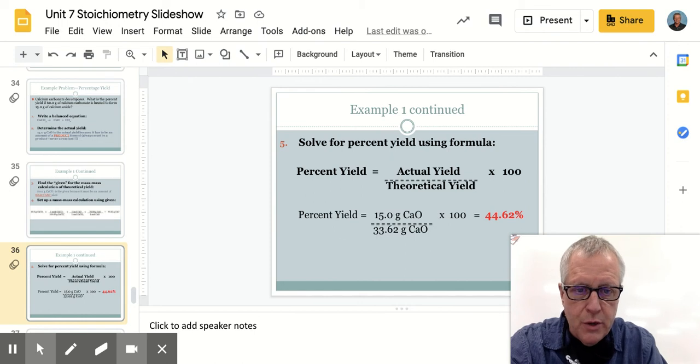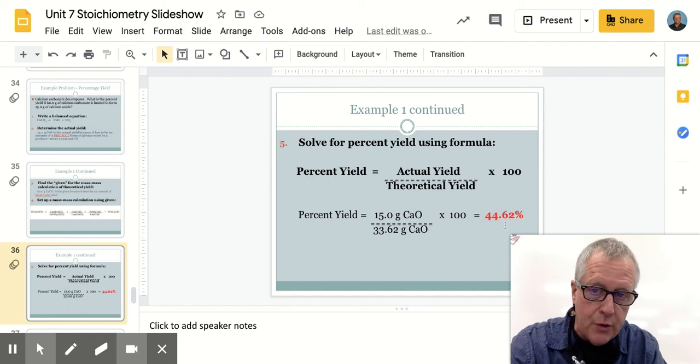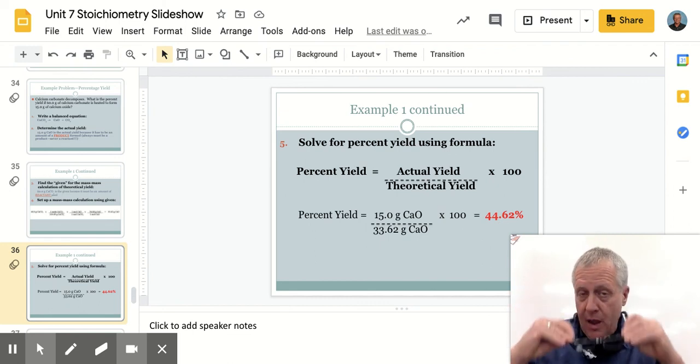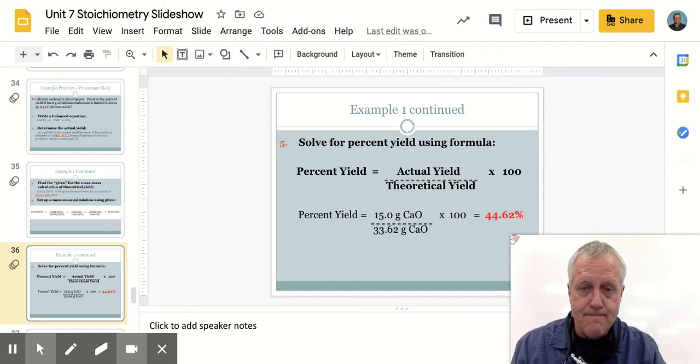Now, to do the percent yield, you simply take the actual yield, which was 15 grams given in the problem, divided by the theoretical yield that you calculated in the mass problem, times 100, which gives you a percentage. And that's it. Here's the last skill that we're learning here in stoichiometry.